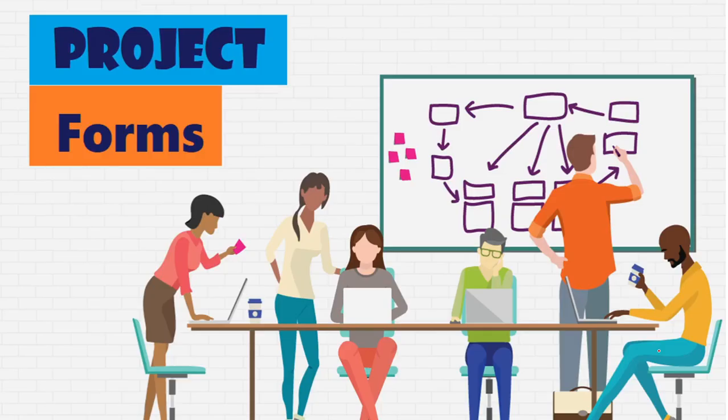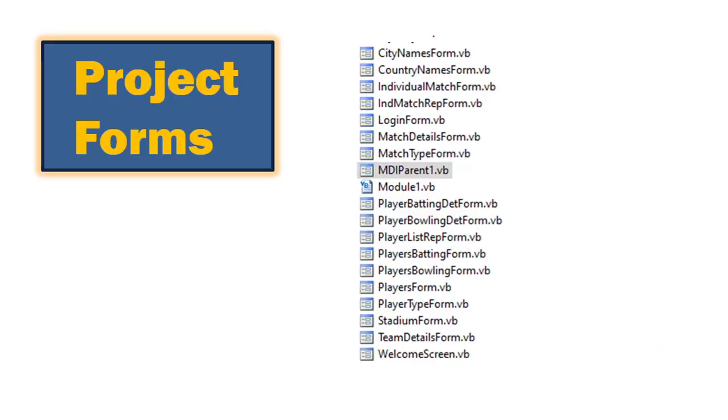Project forms. I will just explain what forms we are using in this project. So these are the different forms used in this project. City names to store the city details. So we are entering city details in this form. Correspondingly, it will go to the corresponding table. Country names, we will enter country names in this form. Individual match, as the name indicates, we want to enter the match details. This is the report. So the matches we enter, you can see the report here.